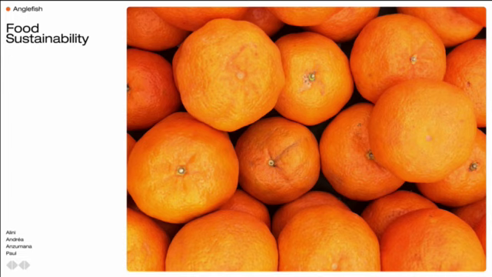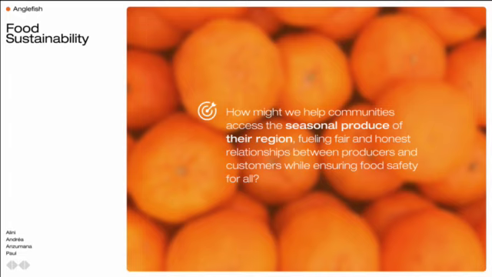All right, so the initial problem statement, or not problem statement, the initial how might we statement that we have is the following. How might we help communities access the seasonal produce of their region, fueling fair and honest relationships between producers and customers while ensuring food safety for all? This is our how might we statement.